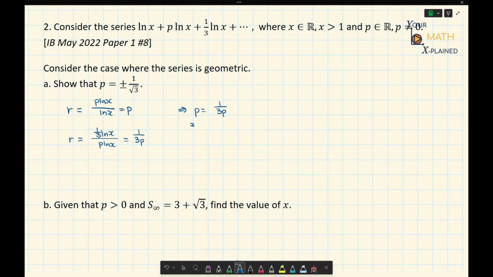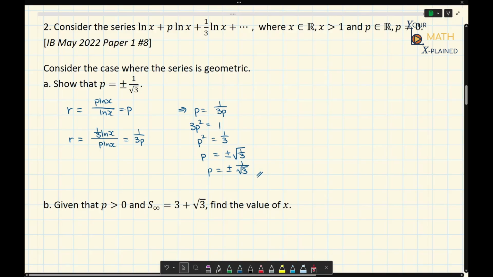Multiplying both sides by 3p gives us 3p squared is equal to 1, which means p squared is equal to 1/3. And now we can square root both sides, which means p is equal to positive or negative square root of 1/3. And of course, we can rewrite that as positive or negative 1 over root 3. And thus, we have shown what we needed to show.